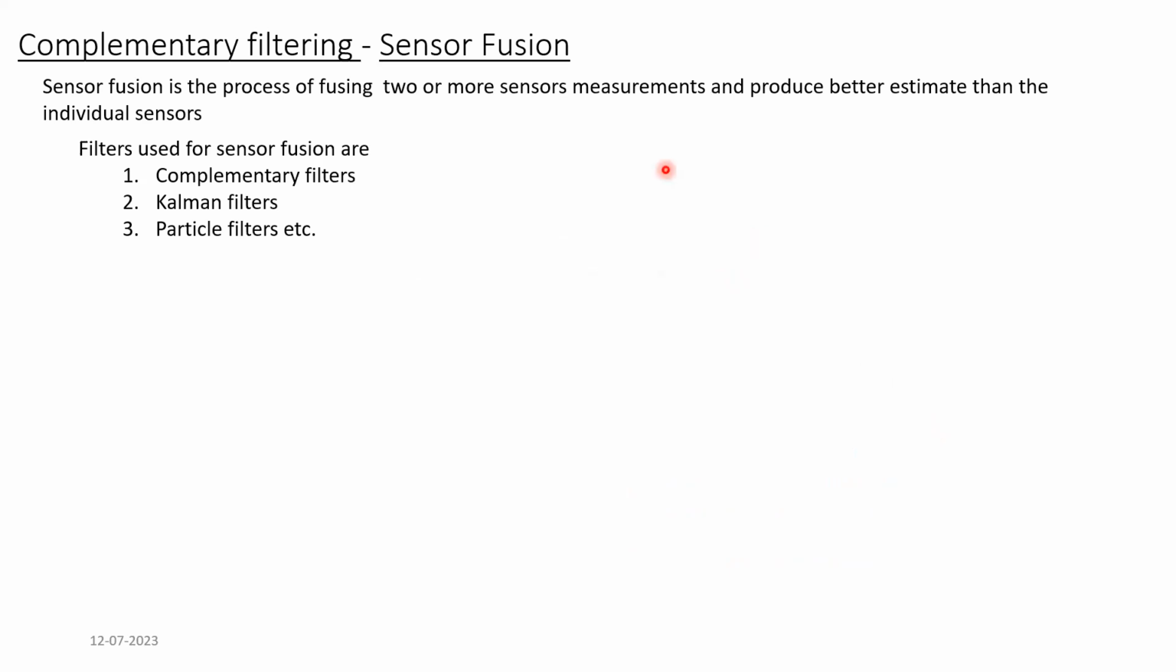There is a concept called sensor fusion, where we take all the sensors, we fuse the different sensors, then we get a better estimate from the output of the fusion, right? We call that sensor fusion. We have several techniques for sensor fusion. Some of them are the complementary filter, Kalman filter, and particle filter, right? Among them, the complementary filter is a simple one that we can explain today.